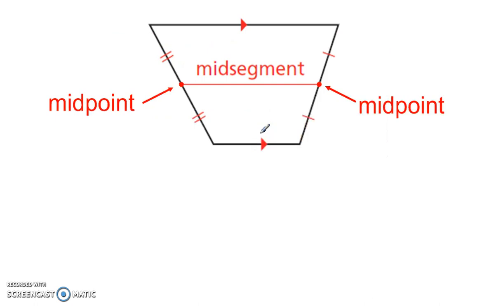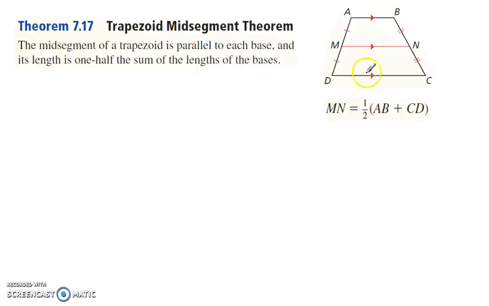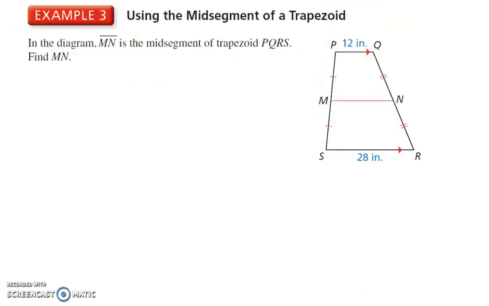Okay. If you take the midpoints of the two legs and you connect them, you get what we call the midsegment. The cool thing about this midsegment is that it is the average of the two bases. So you take the length of the short base added to the length of the long base, divide that by 2, or multiply by a half, same thing, and you get the midsegment. So it's the average of the two bases, or 1/2 the sum of the lengths.